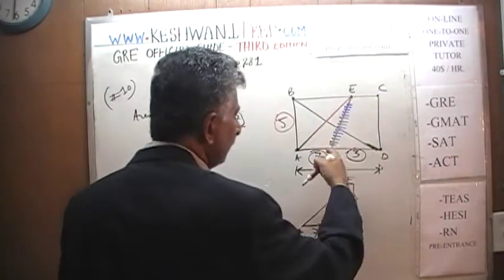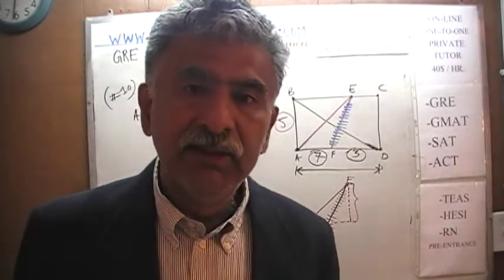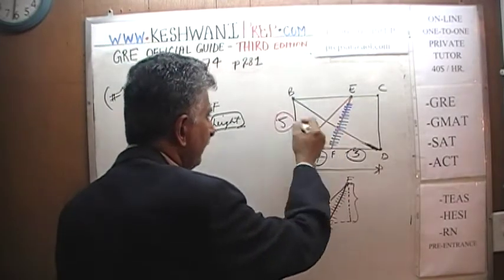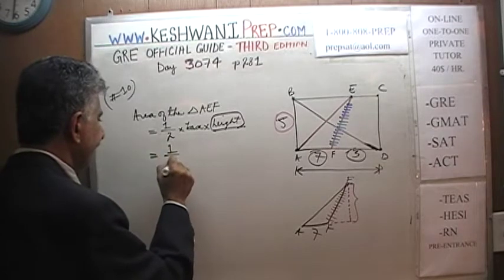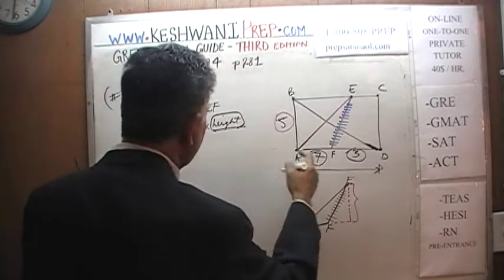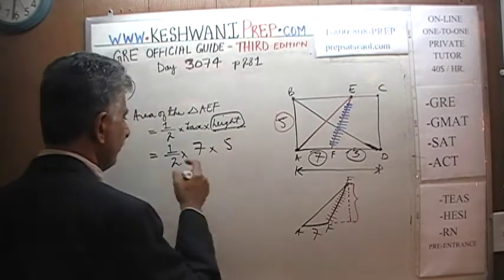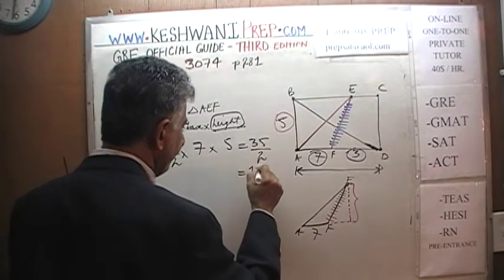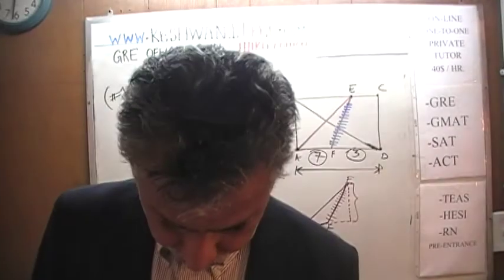We do not need to know the distance E to F. E to F is not the height. The height is the perpendicular, and how high is it from here to here? The answer is 5, because B to A is 5. So 1/2 base, which is 7, times height, which is 5. So it's just 35 over 2, or if you prefer, 17 and a half.